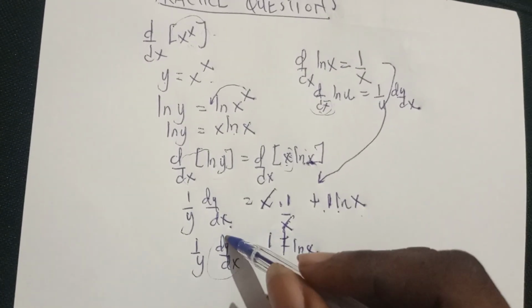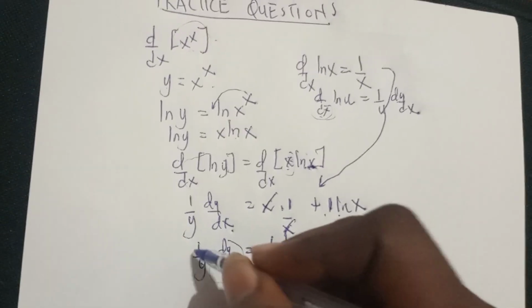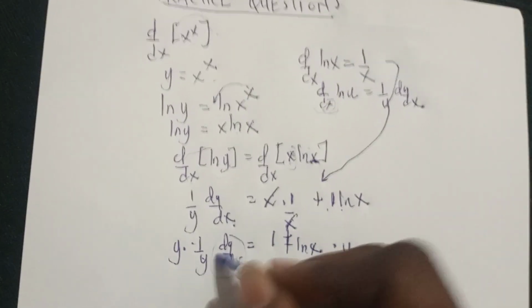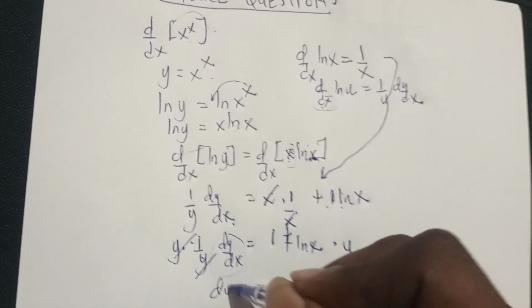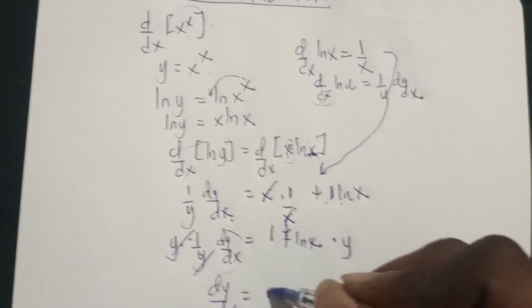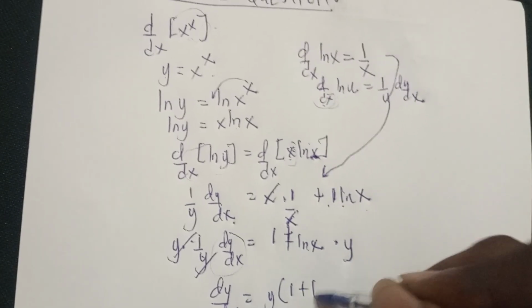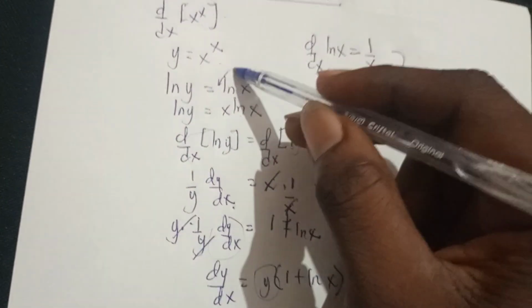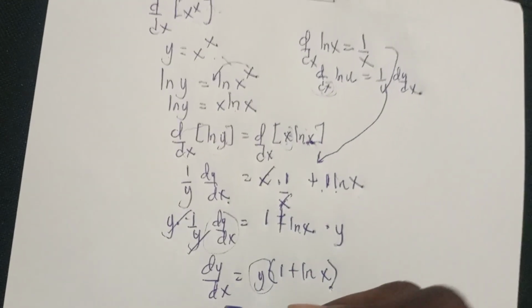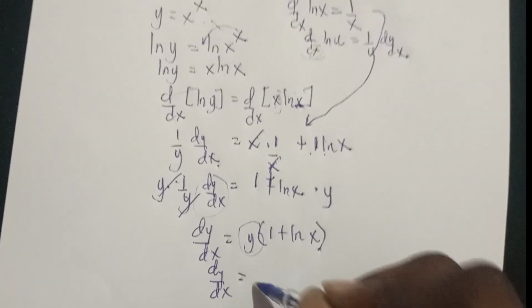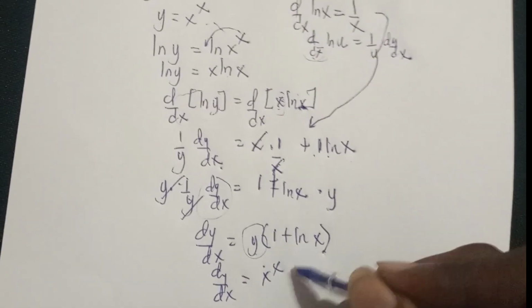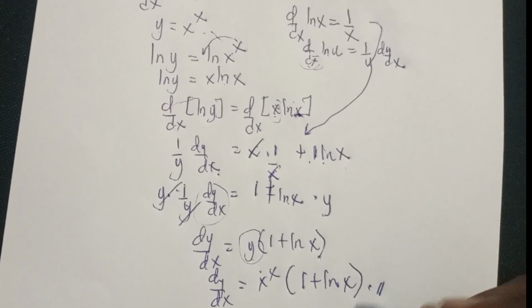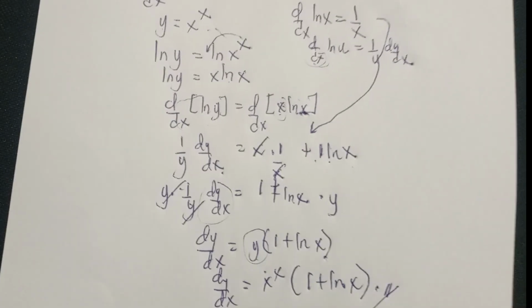So we are finding dy/dx, so we can multiply it through by y. You multiply here by y and we multiply here by y. This is going to cancel that. So dy/dx is equal to y multiplying 1 plus natural log of x. And remember that y was x to the power x. So you are going to insert it over here. So dy/dx is equal to x to the power x multiplied by 1 plus natural log of x. So this is your answer when you are differentiating a variable.